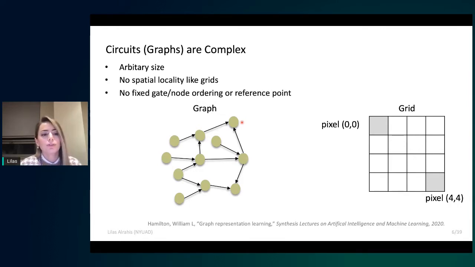And also, there's no fixed gate or node ordering or reference point. So for example, here, where is node 00? Where do we start from? In addition, each node can be connected to a different number of nodes in the graph. So one node may be connected to 5 nodes in the graph, while another node is connected to a single one. So the size of the neighborhood here is not fixed.